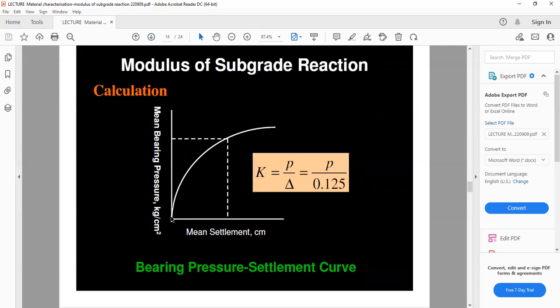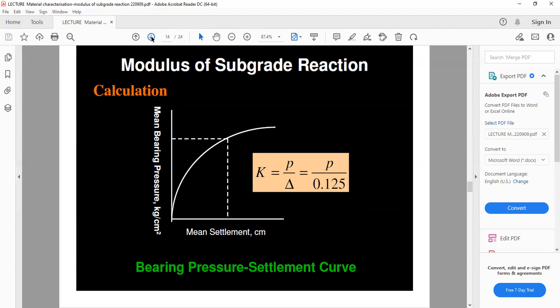This is how you can see this graph. The modulus of subgrade reaction is P over delta, with 0.125 in terms of centimeters.